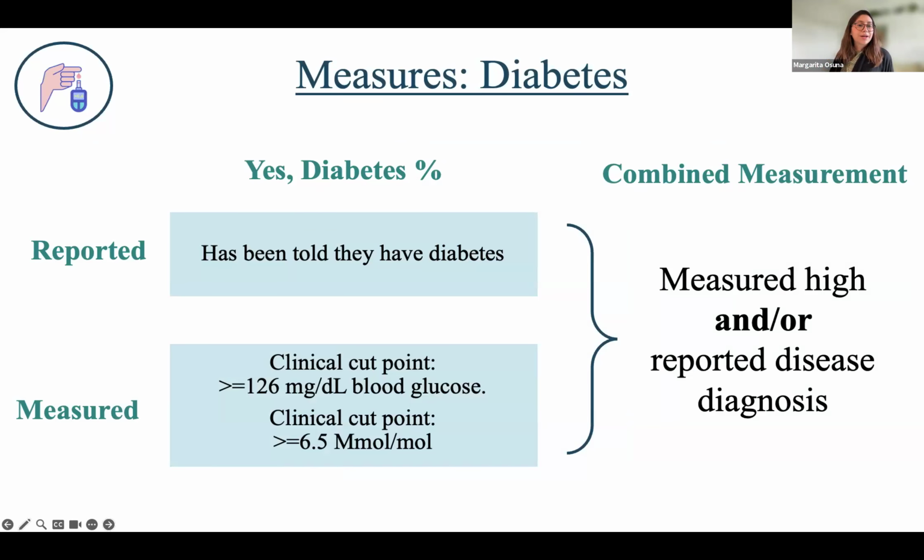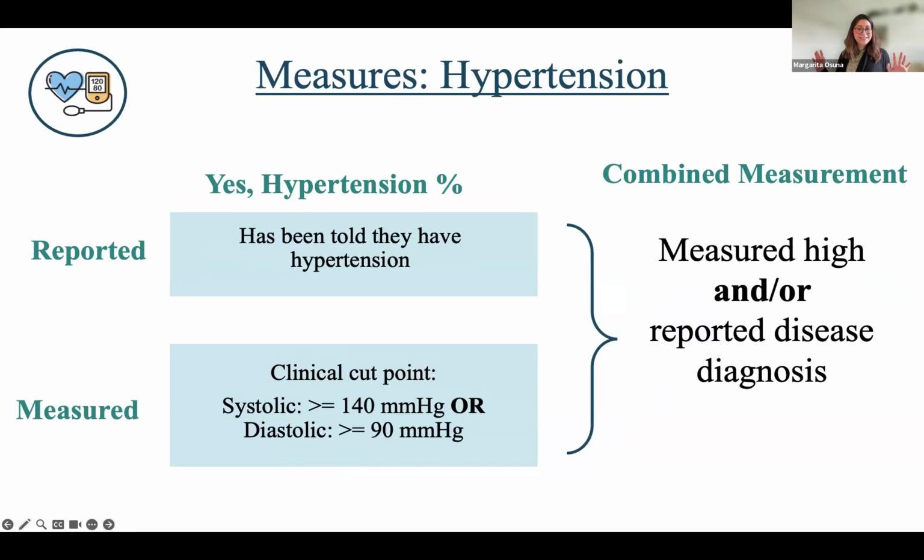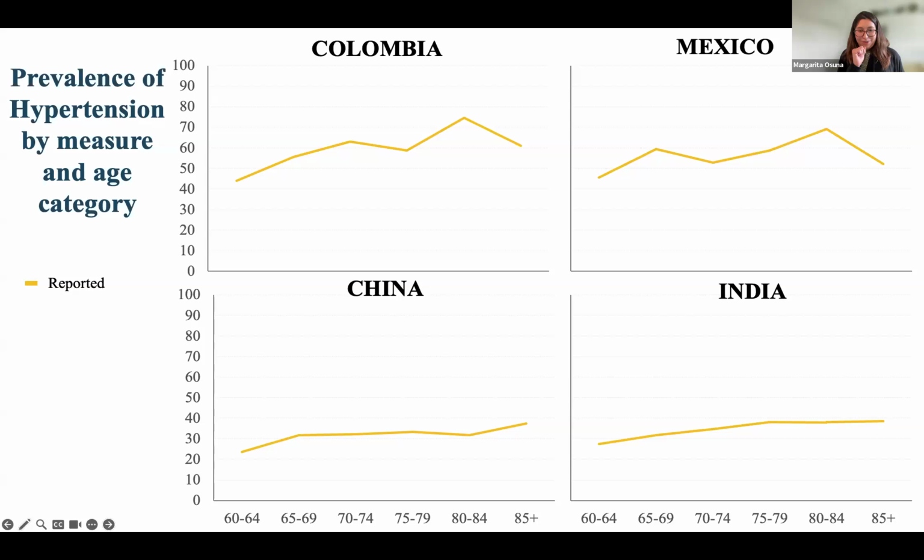Okay, we did exactly the same for hypertension, of course, using hypertension clinical cut points. And now I'm going to show you some results. So this is the prevalence of hypertension by age category. The y-axis is the prevalence, and on the x-axis you'll see the age groups, ranging from 60 to 64 all the way to 85 plus.